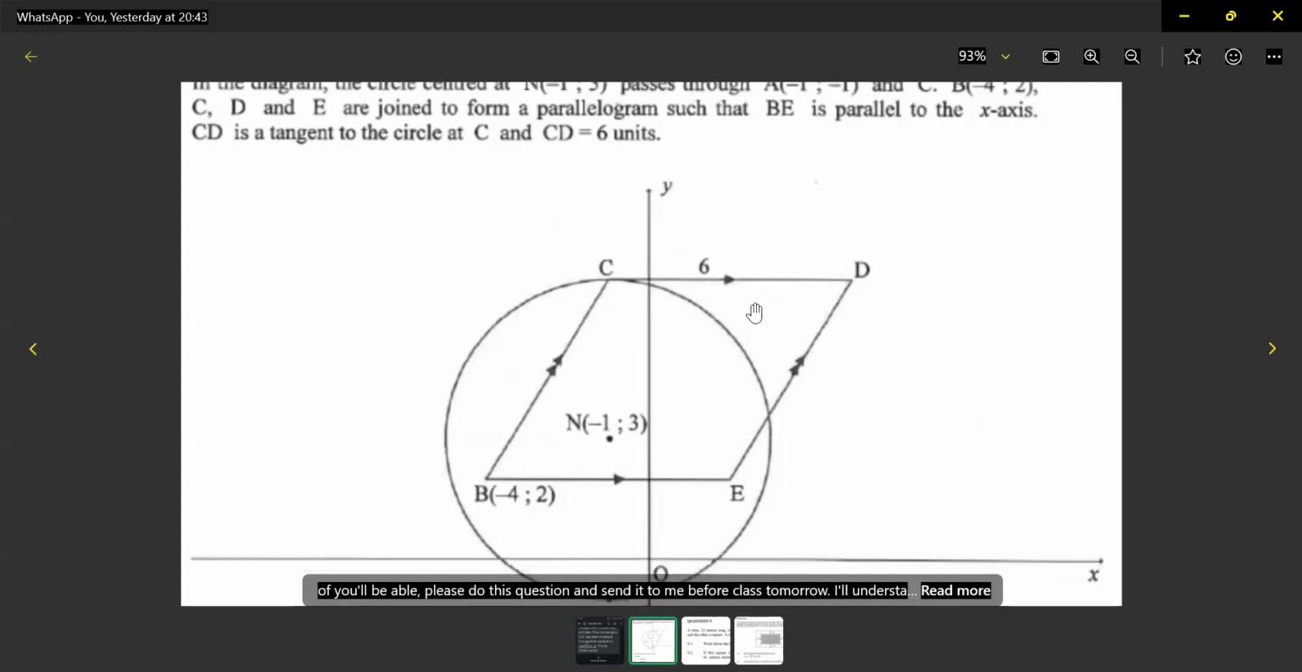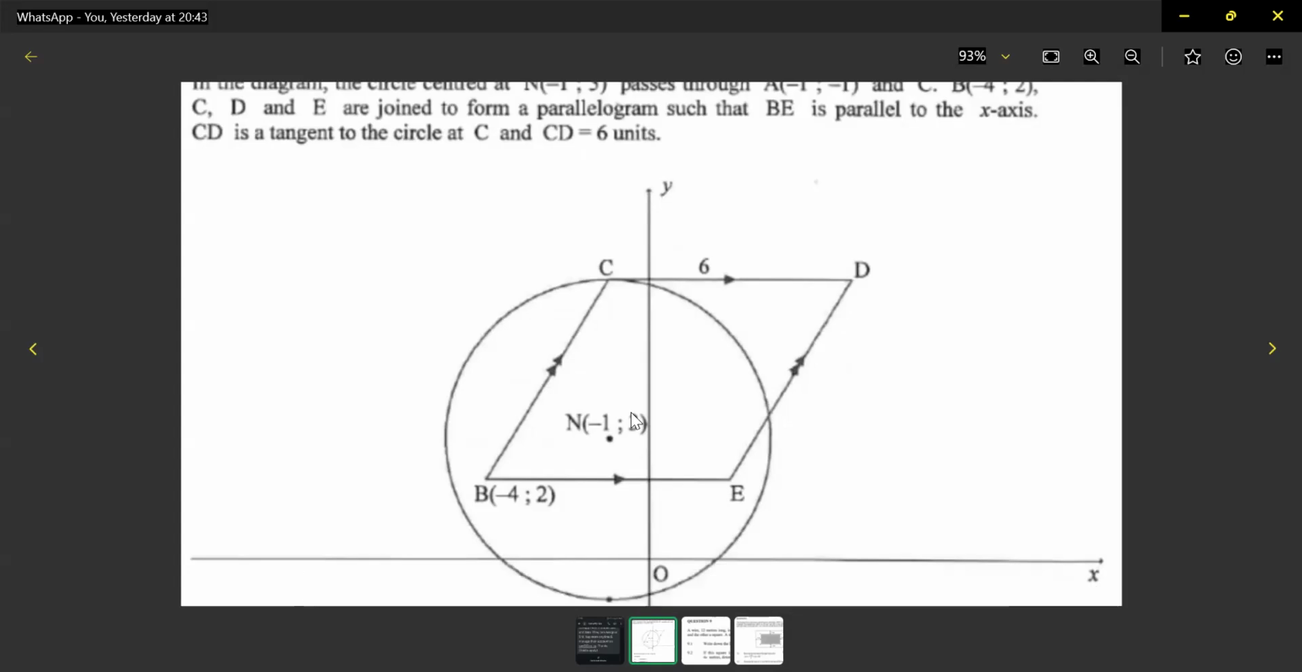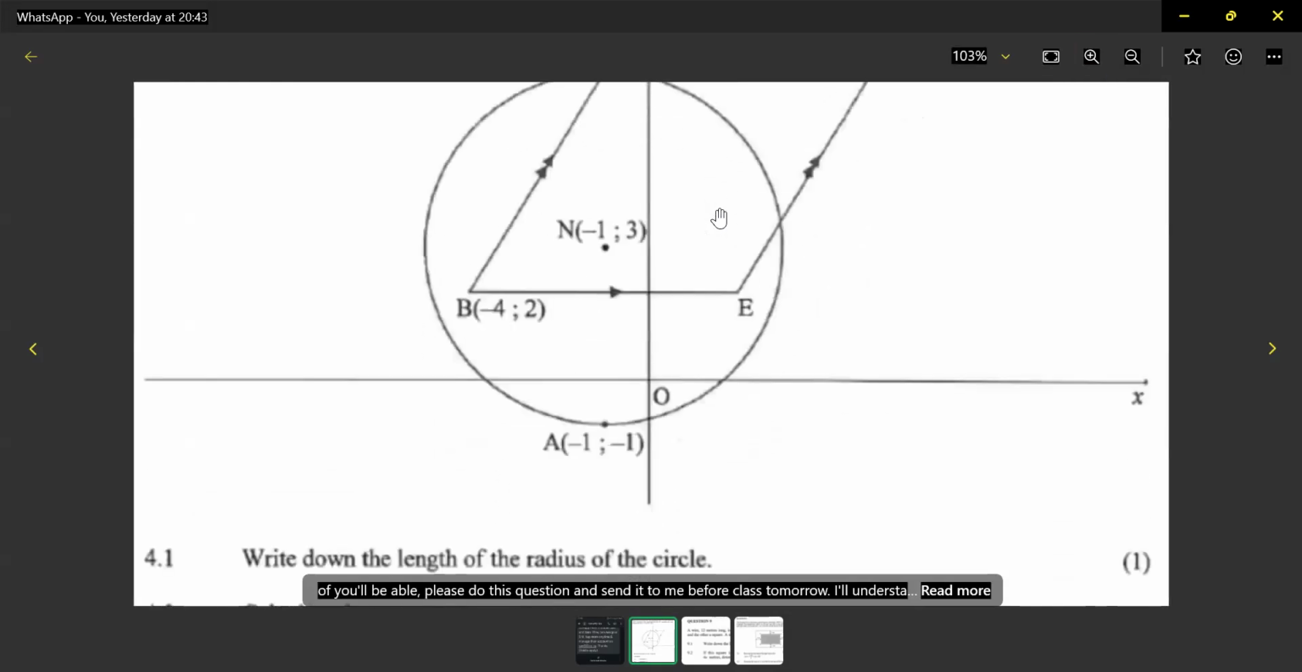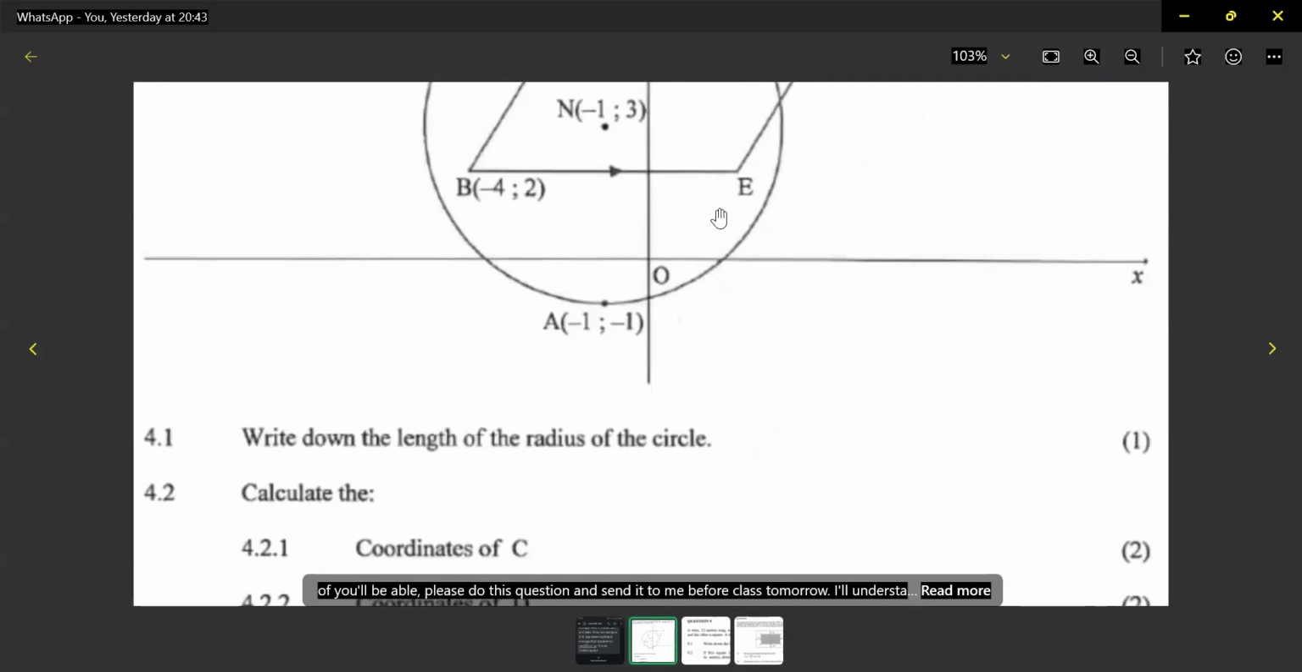So, moving along, they say to us, CD is a tangent to the circle at a point C, such that the length of CD is 6 units. And they gave us a very nice and beautiful sketch, which is awesome. So let's go ahead and see what the first question is saying. Here they say to us, please write down the length of the radius of this circle, okay?